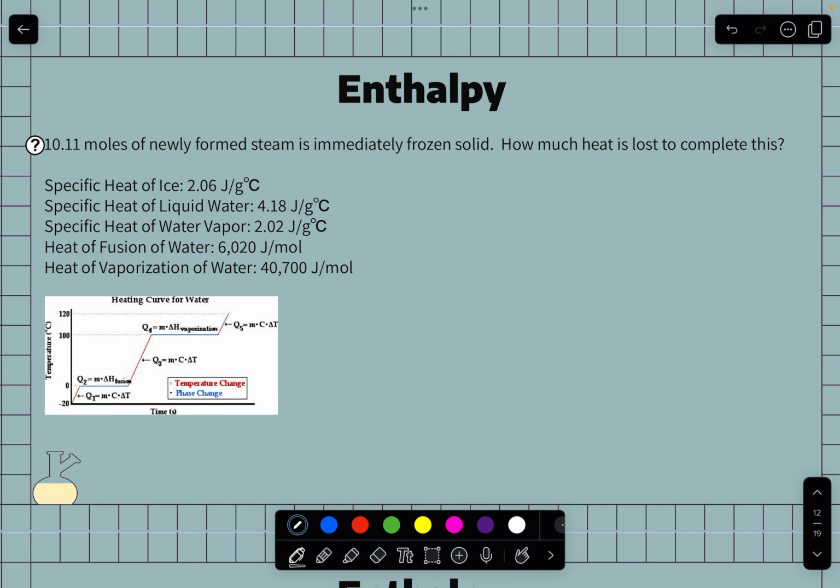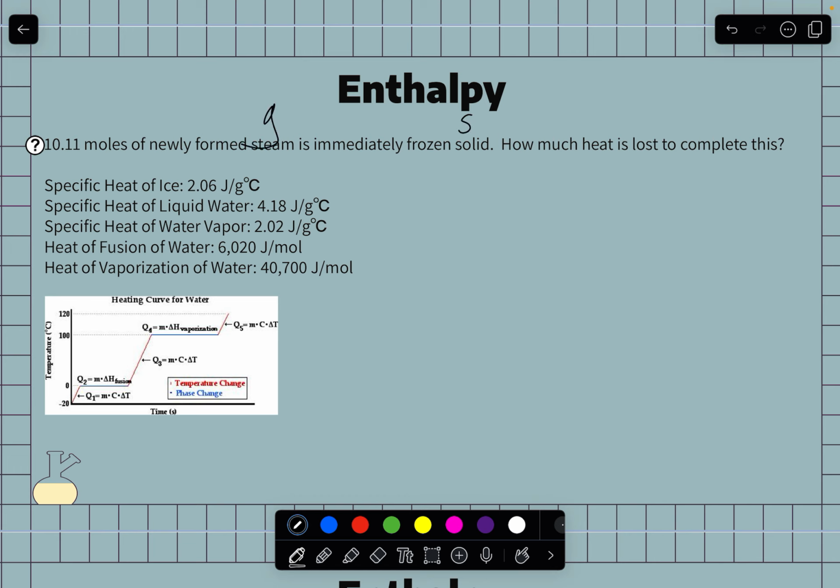Okay, so if we have this question here, if we have 10.11 moles of newly formed steam that is immediately frozen solid. So we have a gas going directly to a solid. How much heat is lost to complete this? Okay, so we're given moles, and we're given a bunch of different parts of water.